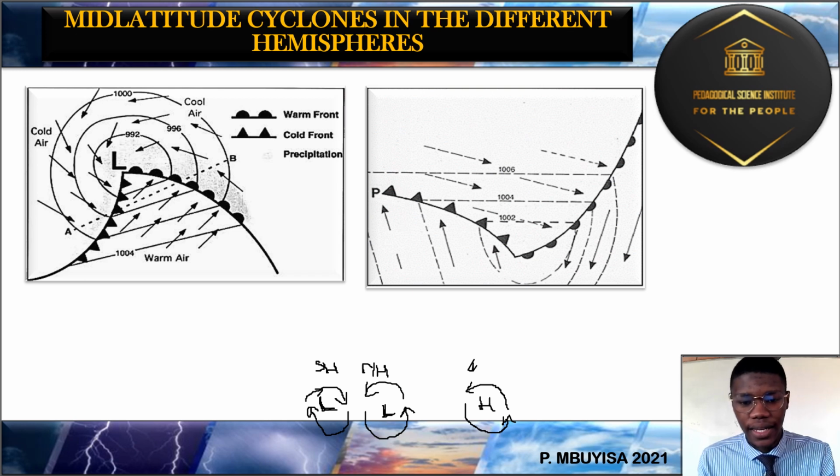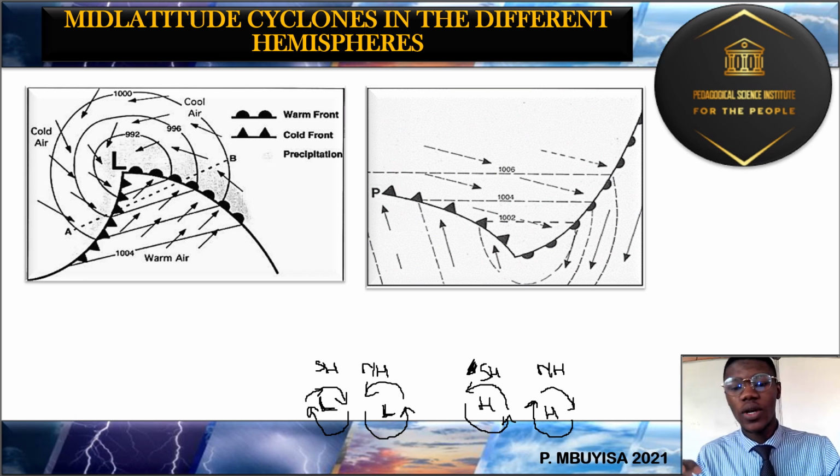This is the southern hemisphere, and this is the northern hemisphere. It will mean that in our high pressure system, our air is circulating in the clockwise direction in the northern hemisphere. Clockwise direction. Let me just use arrows. Yeah, so that's what you need to remember first.